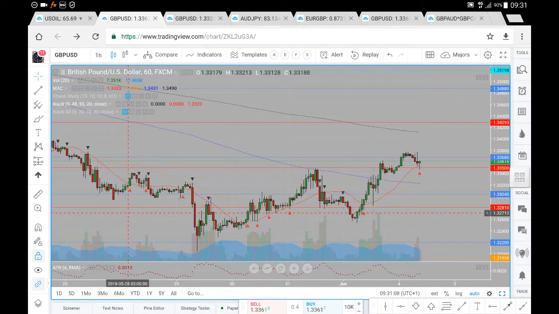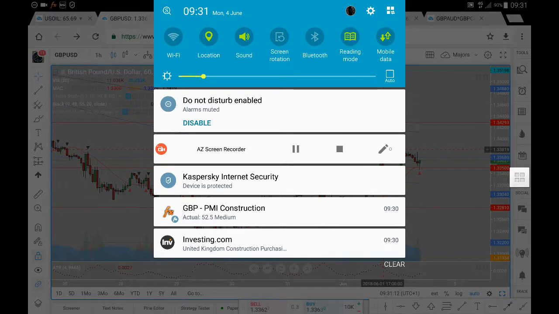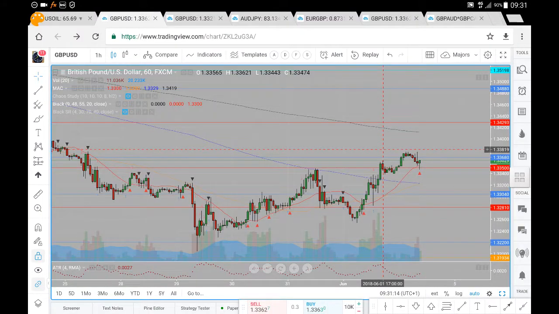So this is the pound dollar analysis for Monday the 4th of June. Now let's just have a look at the prices and where prices may likely go.